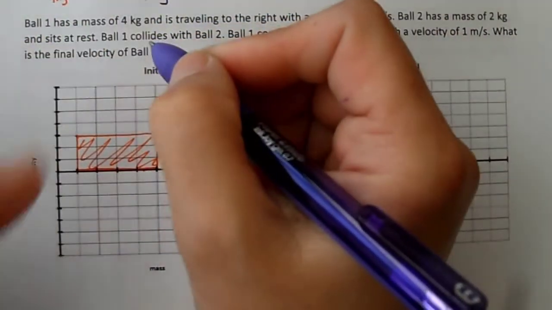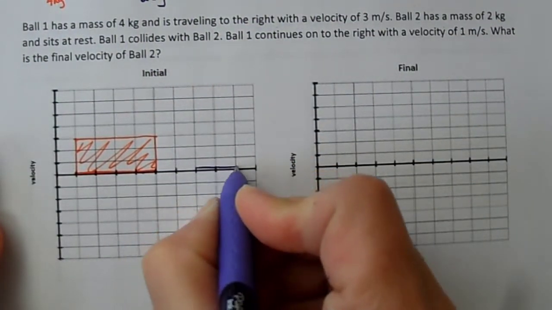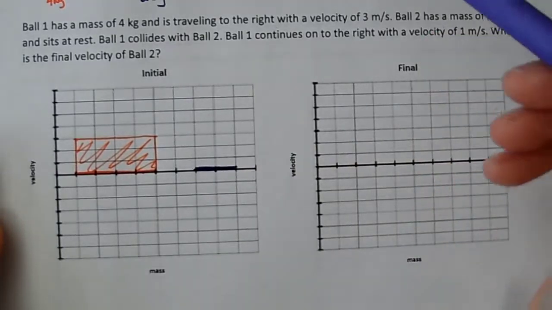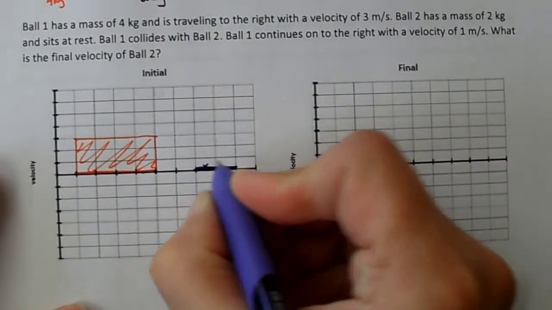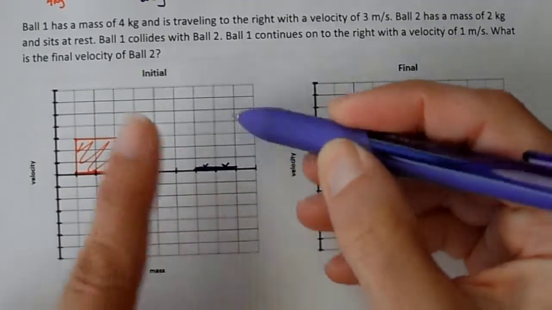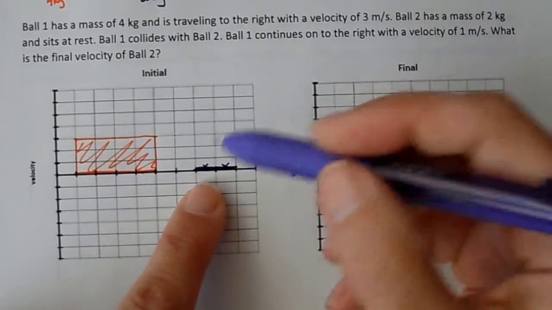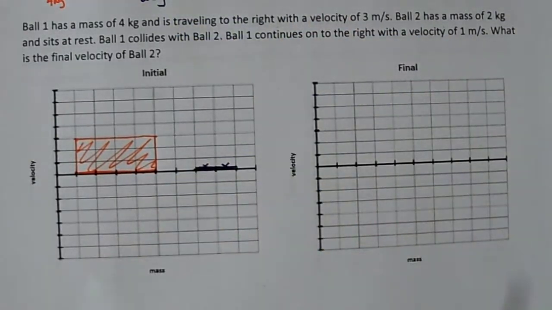Now ball 2 has a mass of 2 kilograms. So we're going to go over 2. Now it doesn't have any velocity because it's sitting at rest. So what we're going to do is put little X's in there to show that we've thought about that, right? We didn't just forget to come back and put our velocity, but we know that it has a mass of 2 and we know that it's at rest. So that is our ball 2.